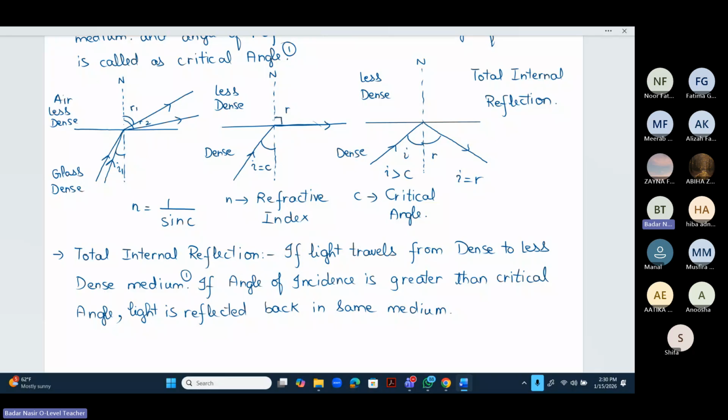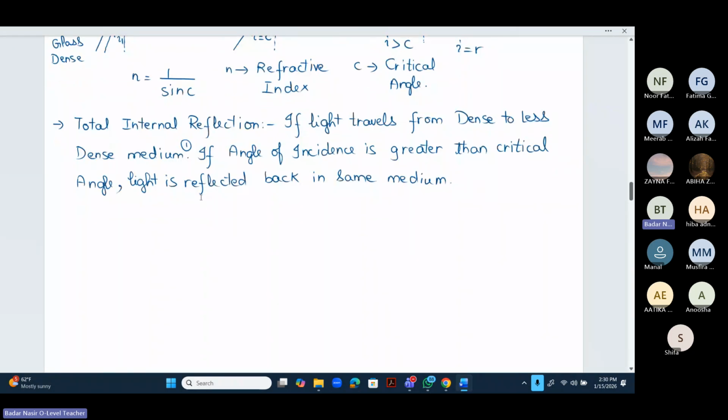अच्छा, एग्जाम में एक क्वेश्चन ये भी आया हुआ है कि स्टेट द डिफरेंस बिटवीन नॉर्मल रिफ्लेक्शन एंड टोटल इंटरनल रिफ्लेक्शन. तो रिफ्लेक्शन और टोटल इंटरनल रिफ्लेक्शन में क्या डिफरेंस है? लेट्स जस्ट टॉक अबाउट दैट. डिफरेंस बिटवीन रिफ्लेक्शन and total internal reflection. I am denoting the total internal reflection with TIR.